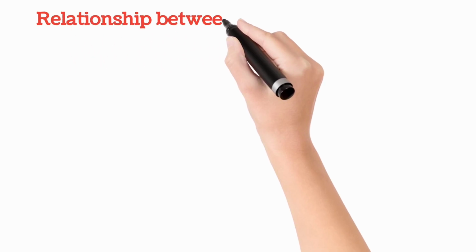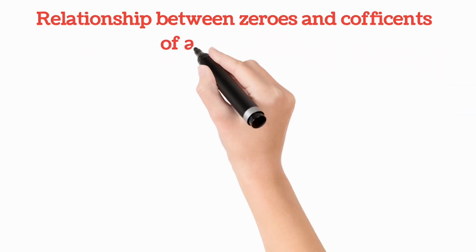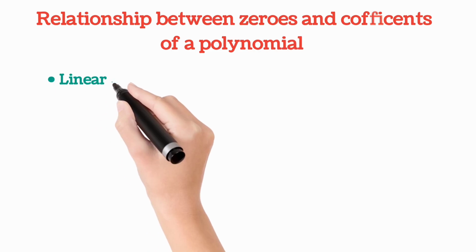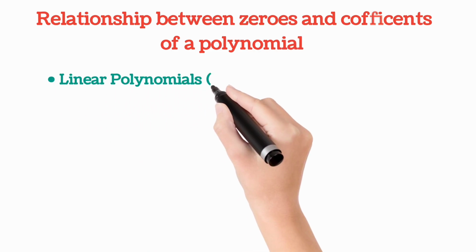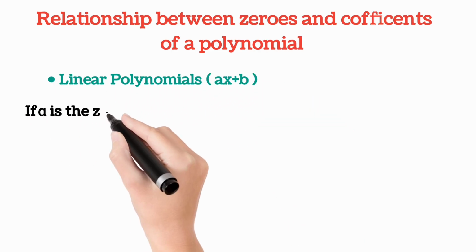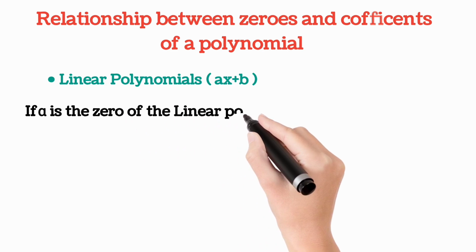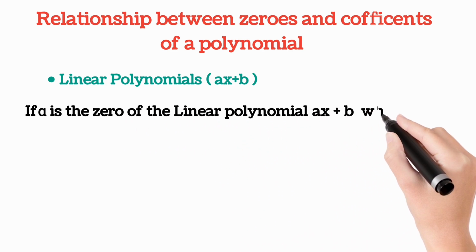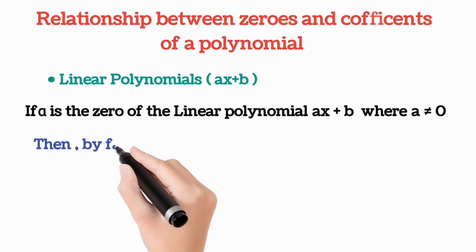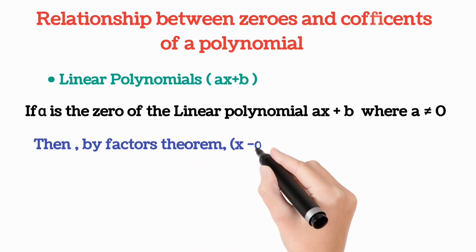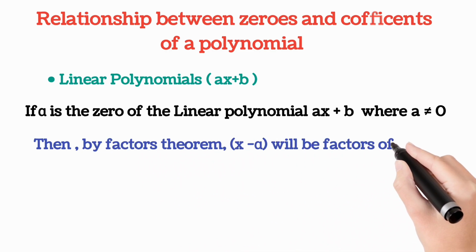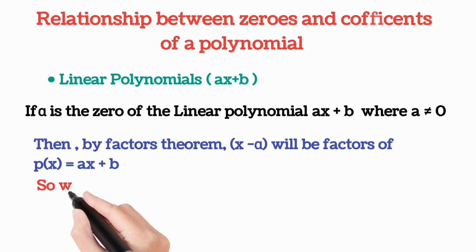Relationship between zeros and coefficients of a polynomial. First we look at the linear polynomial, which is in the form of ax plus b. If alpha is the zero of the linear polynomial ax plus b, where a is not equal to 0, then by the factor theorem, x minus alpha will be a factor of p(x) equal to ax plus b.